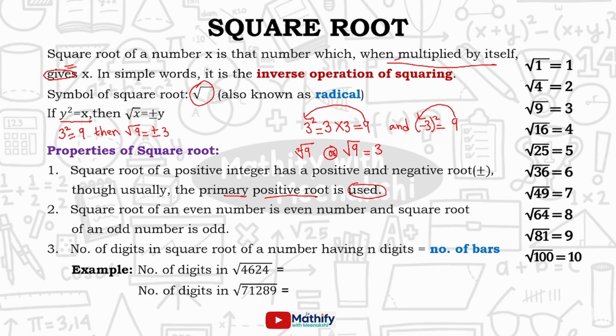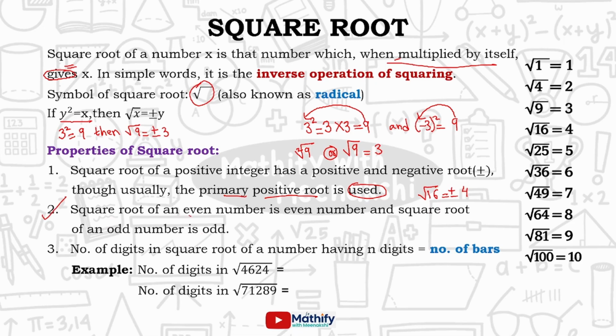So if in exam someone will ask that what is root 16, don't get confused if in options we have only 4, not minus 4. If we have an option plus minus 4, then you can go for plus minus 4. But if we have only 4, then you can simply take positive 4, because the principal root we always take as positive root. Now let's move to second property.